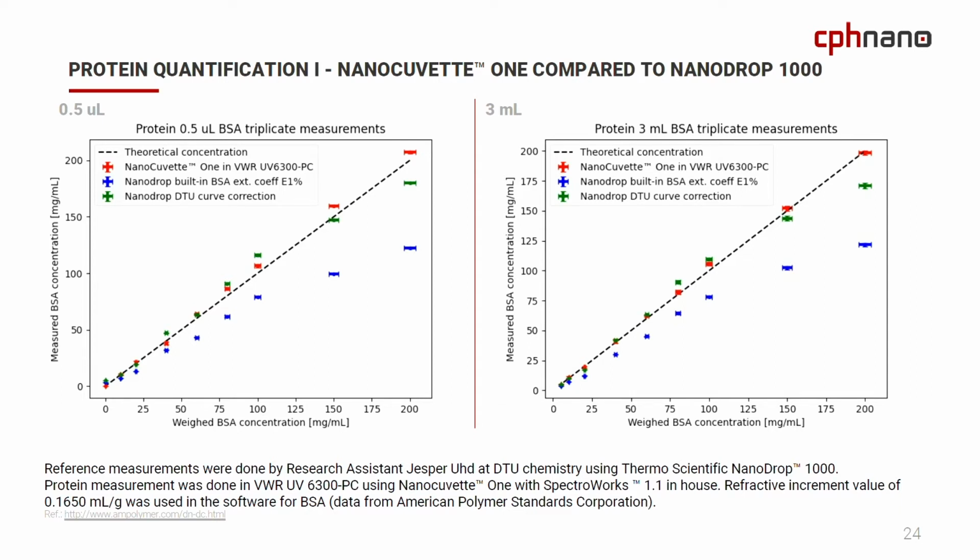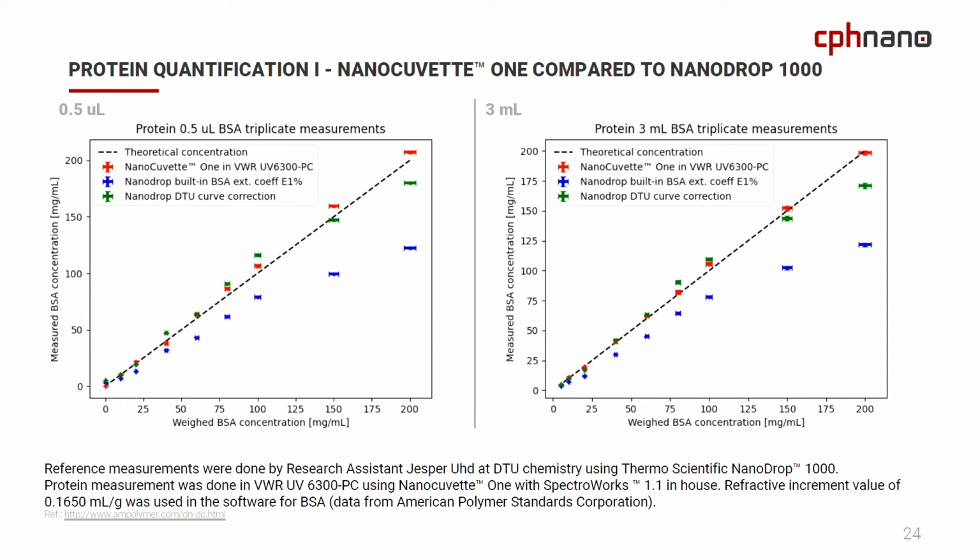First, the dotted line in the middle of this graph is the concentration of BSA measured in a well-calibrated scale. Then you have the red dots, which are the concentrations measured using our product NanoCuvette One, SpectroWorks with VWR UV 6300 PC, and the blue and green dots represent the NanoDrop data.